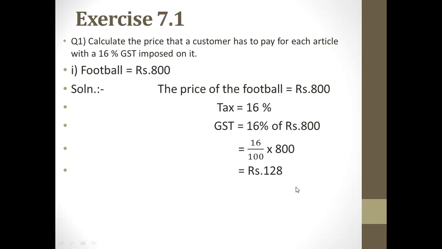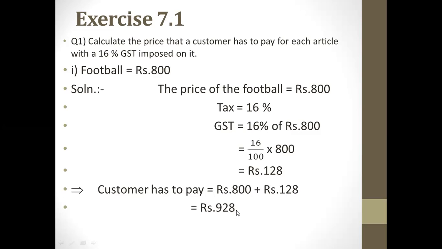The football's original price is 800, and the 16% tax on the football will be 128 rupees. So the total price which the customer will pay will be the original price of the football, 800, plus the 16% tax, 128. So the total price will be 928. You will pay 928.